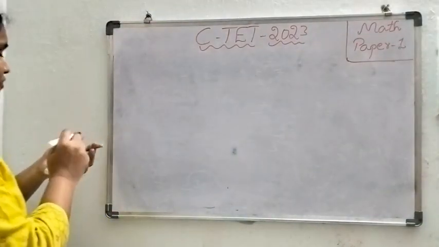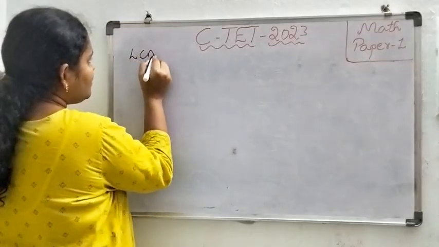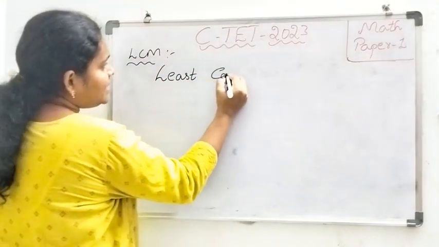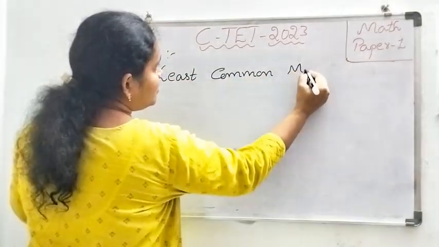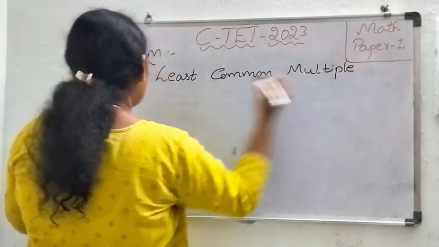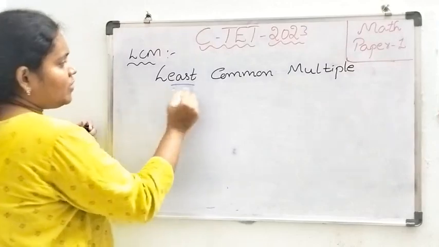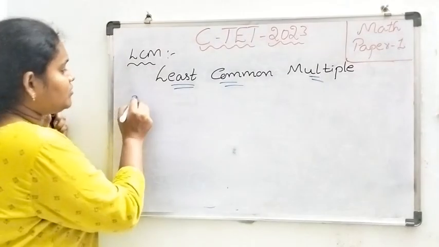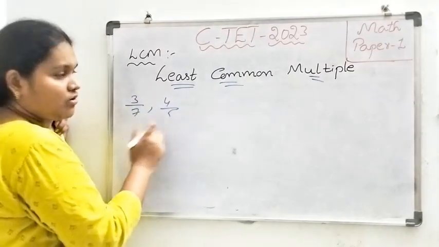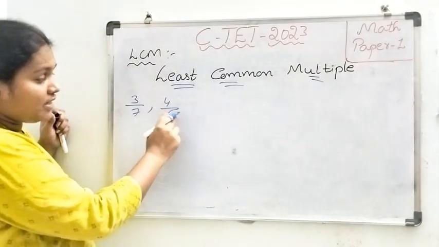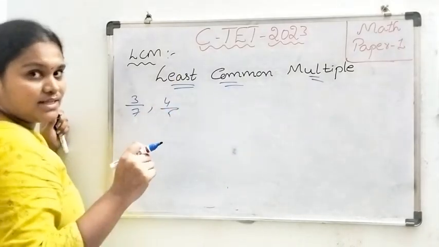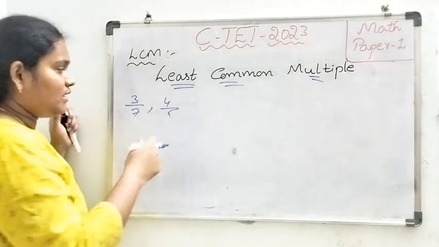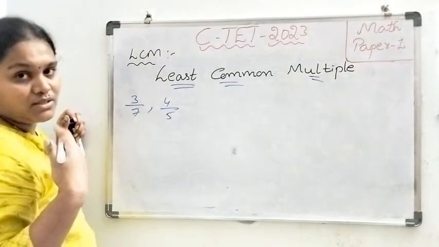So in the addition of fractions, for unlike fractions only, we are using the concept of LCM, right? So let us see once again what is LCM. LCM is the least common multiple. Every time we can't write all the multiples. Suppose just now we discussed 3 by 7 and 4 by 5. What did we do here? All multiples of 7 I have taken and all multiples of 5 I have taken, and we chose the least one. So every time it takes a lot of time. Taking all the multiples is difficult and time consuming, right?